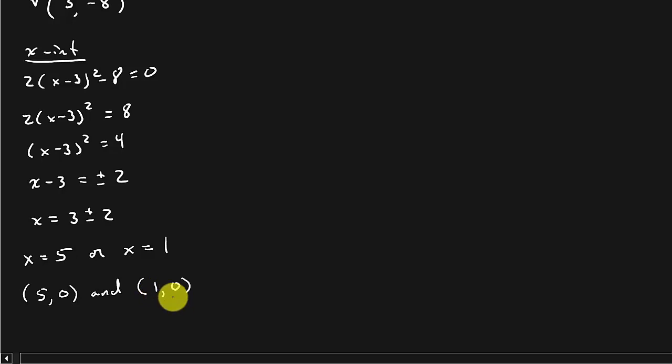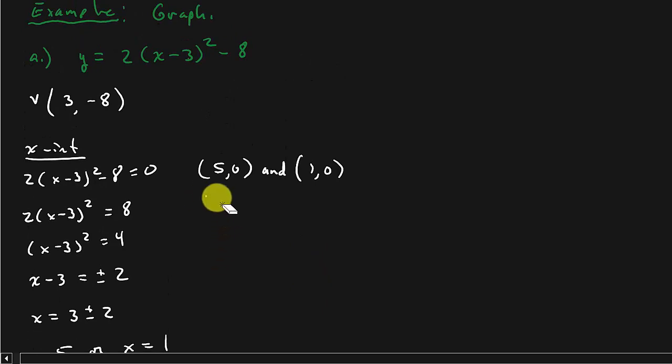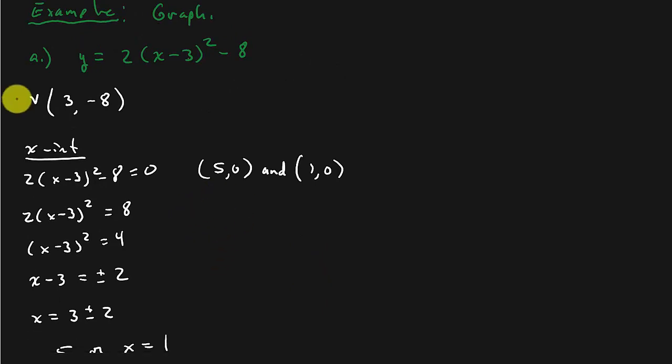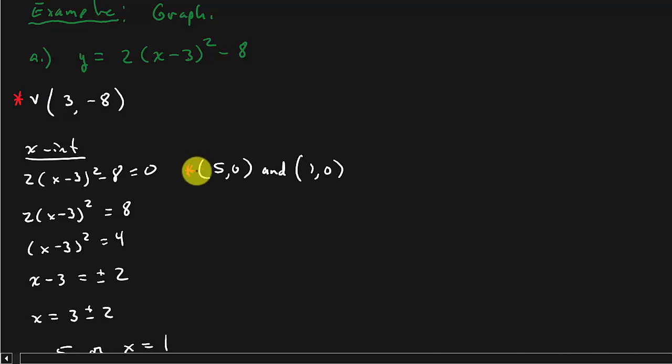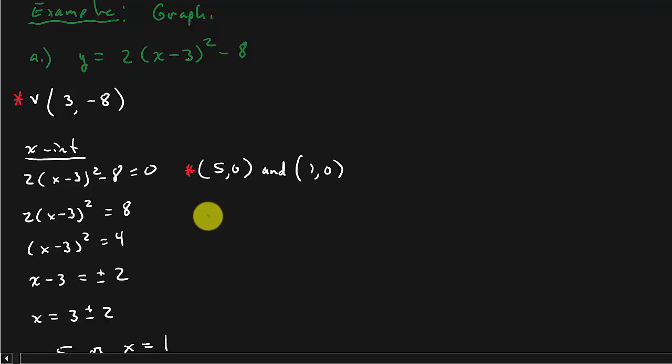All right. Now let's find the y-intercept. So I think what I'm going to do here is I'm going to rewrite my x-intercepts up here, because I'm going to have to scroll down and it'll cut it off. So here's my x-intercepts, and let's go ahead and just maybe put a star by these important points here. So now let's find the y-intercept. So the y-intercept, that is y of 0, which is 2 times 0 minus 3 squared minus 8.